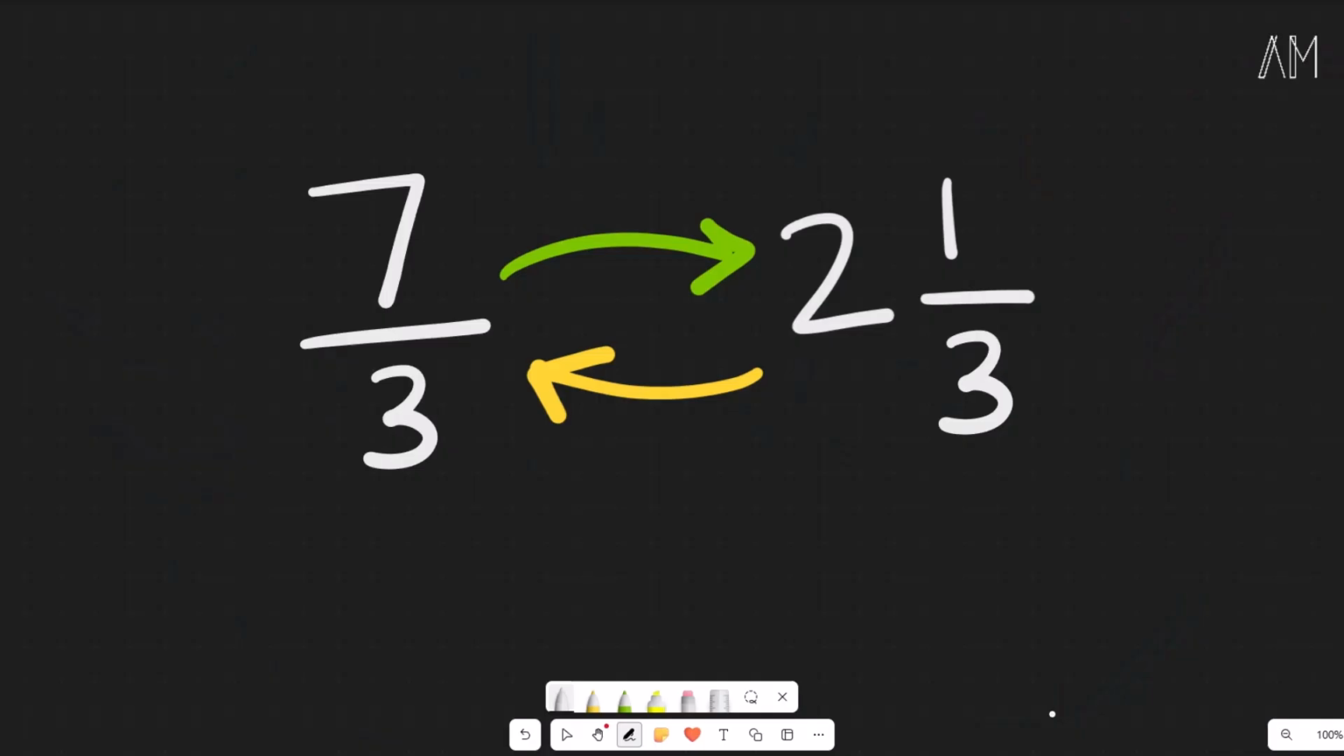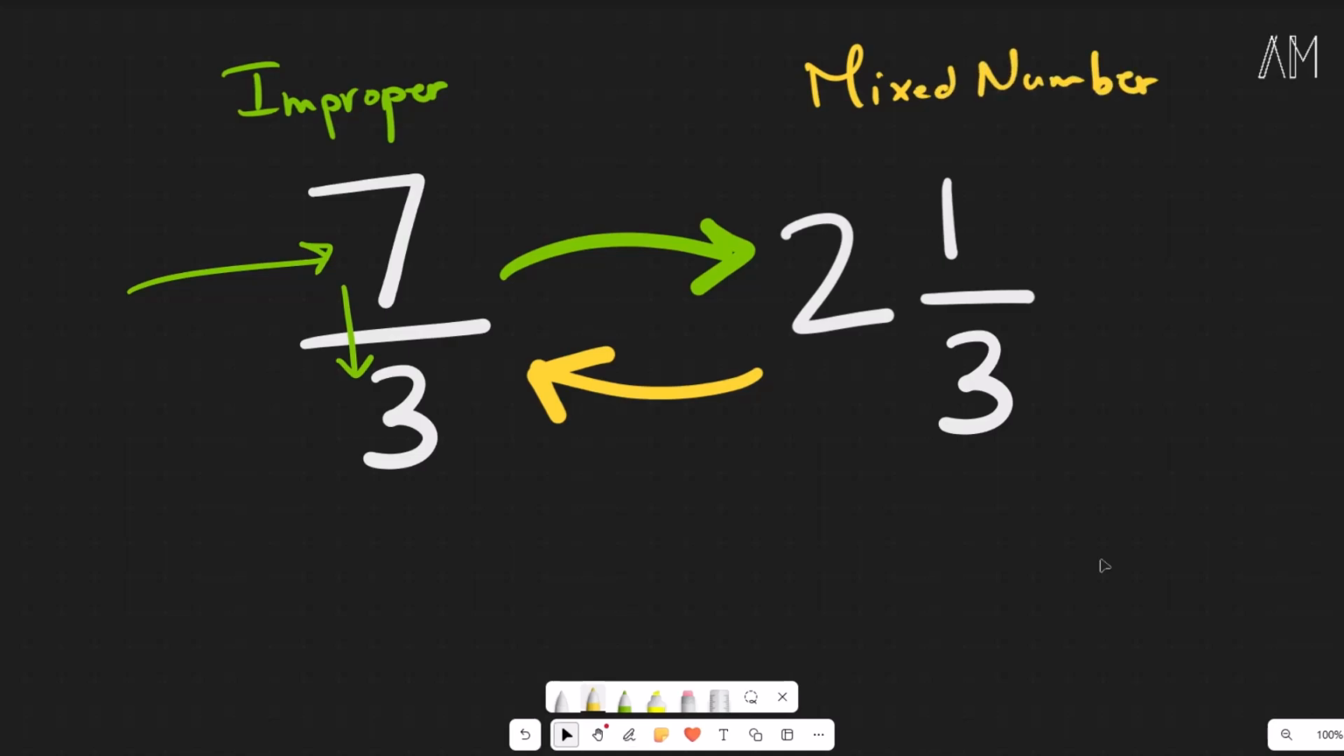Hello everyone. In this video we are going to learn how to switch between improper fractions and mixed numbers. If I have a fraction where the numerator is actually bigger than the denominator, in this case I will call this fraction an improper fraction, and I can represent it in a different way, which is the mixed number. With the following simple steps I will be able to do this in seconds.